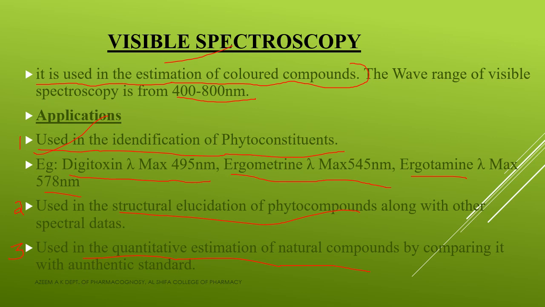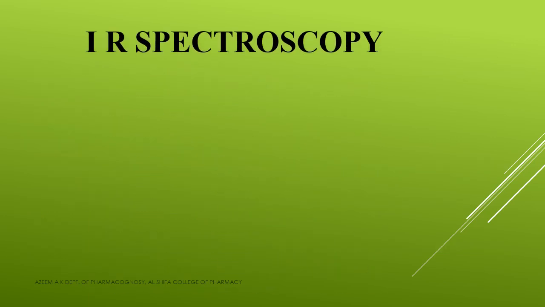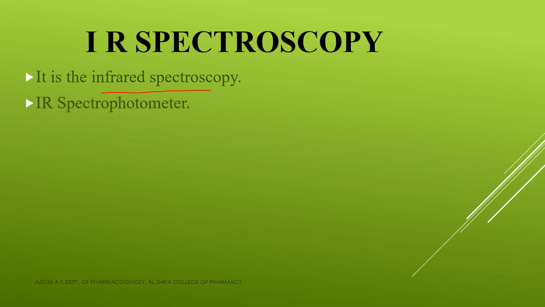Okay. Now we can see the next spectroscopy, that is IR spectroscopy. IR spectroscopy is infrared spectroscopy, and the instrument used in IR spectroscopy is known as an IR spectrophotometer.